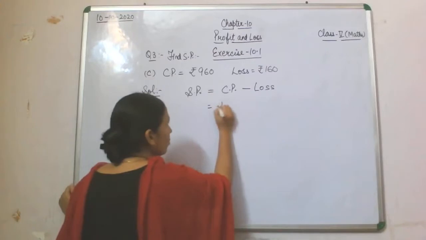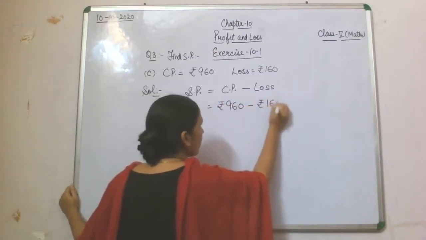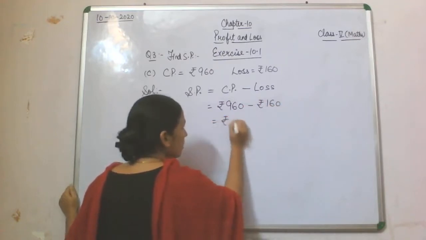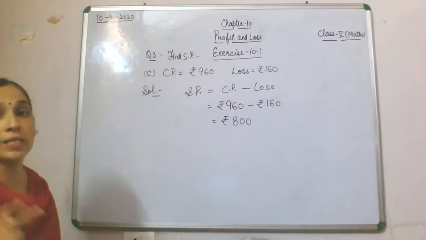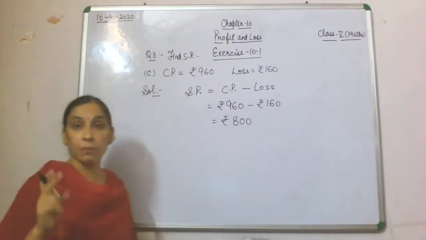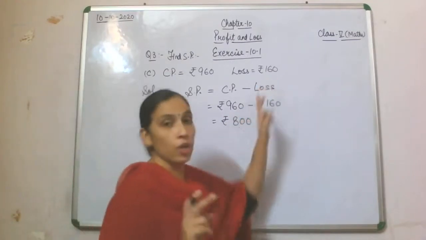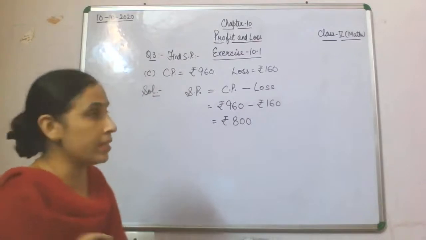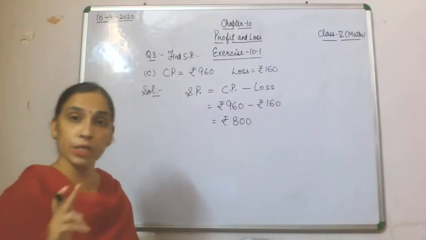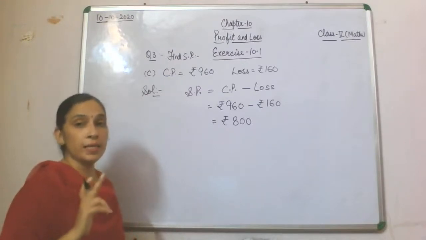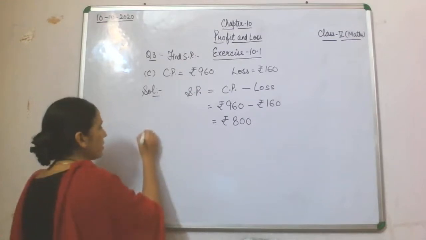So now the formula will become selling price is equal to cost price minus loss. So what we will do here, rupees 960 minus rupees 160. Do the subtraction here, the answer will be rupees 800. Now 800 is the selling price of that particular item. That's why you have got a loss of rupees 160, because that item was bought for rupees 960, but it is sold for only 800.